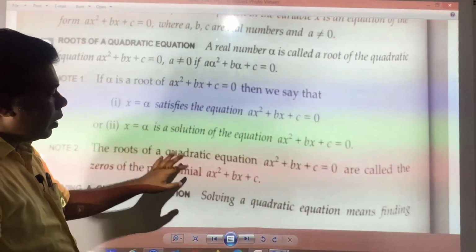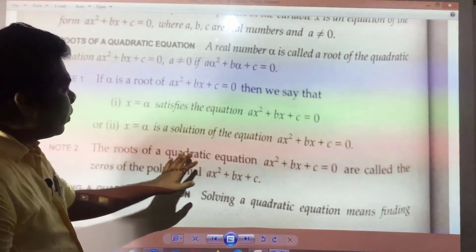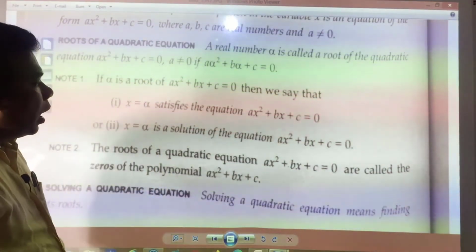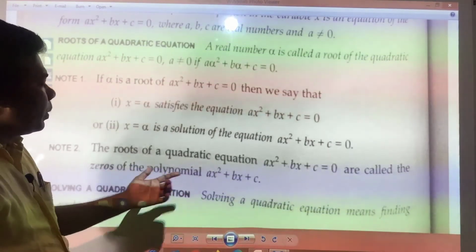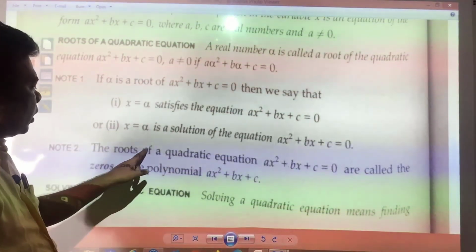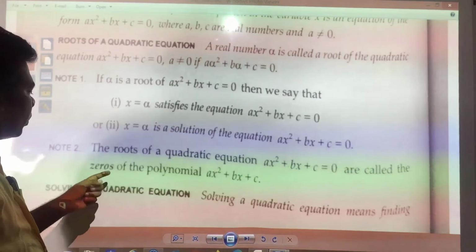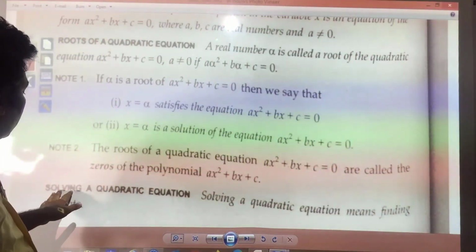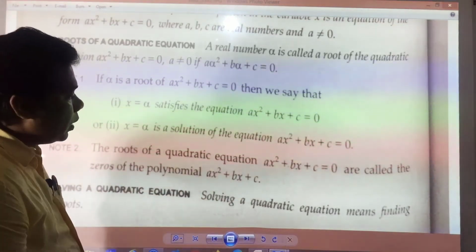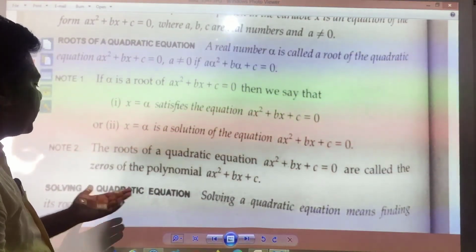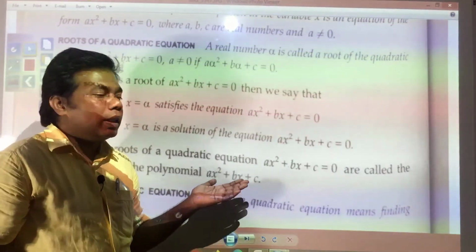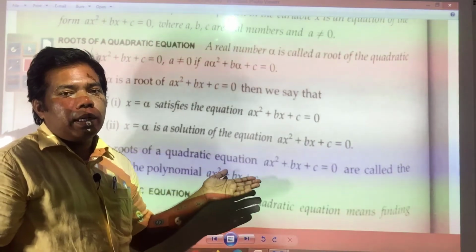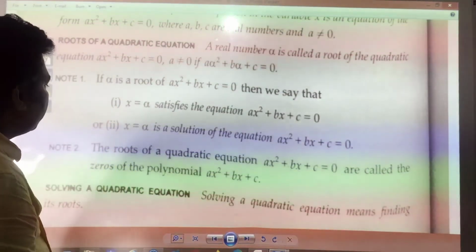Already you have studied this in polynomials. The roots of the quadratic equation ax square plus bx plus c is equal to 0 are called the zeros of the polynomial. Whatever solutions or roots you get will be called the zeros of the given polynomial. Then, solving a quadratic equation means finding its roots. If you are solving a quadratic equation, what are you finding? You are finding x. X means alpha and beta, and they are the roots of the equation.